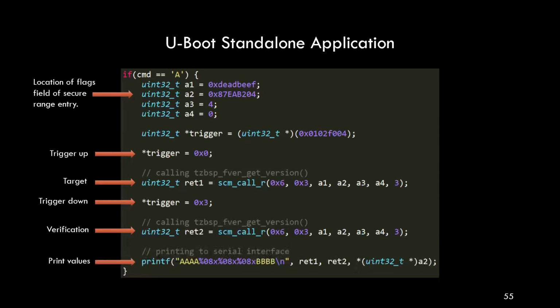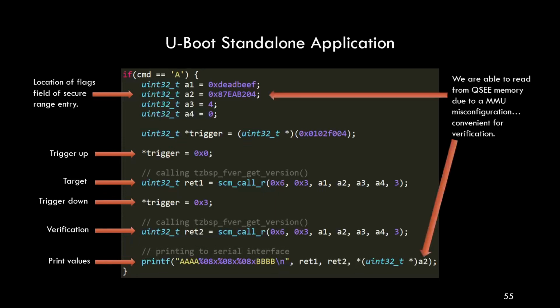And then we simply print the return values. Now, in order to identify this attack, we actually used an additional identifier. We noticed that on the Linksys device, and this was not the same for all the devices that we looked at, the MMU was actually misconfigured, and that allowed us to read the secure memory from U-boot. So in this case, this is actually already a vulnerability by itself.